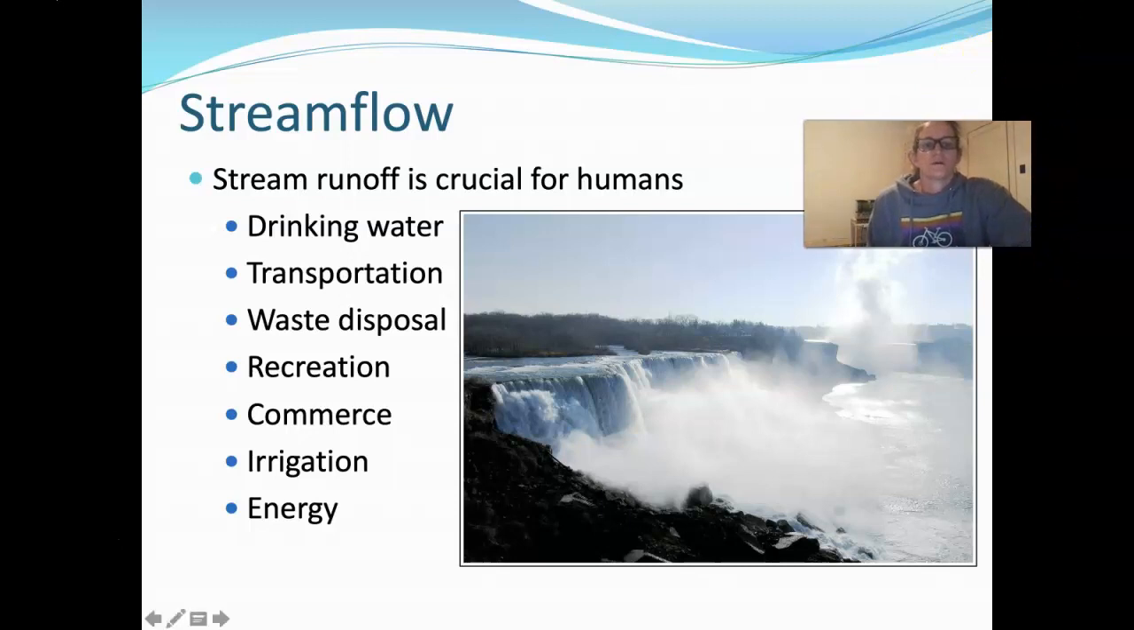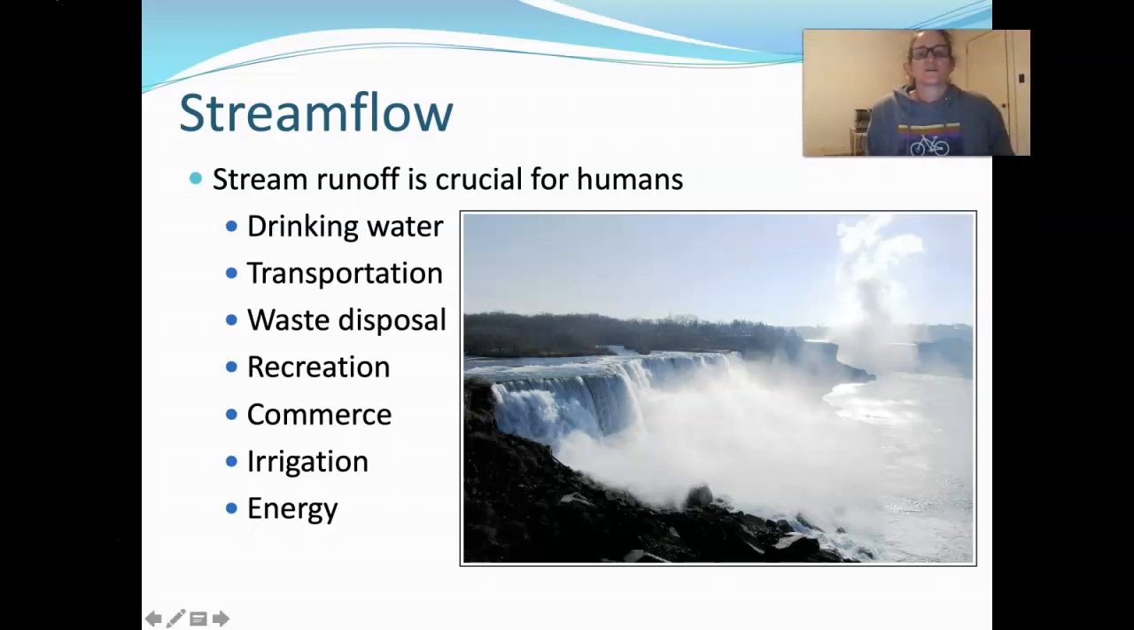Why do we care about learning about streams? We want to learn about streams because they're crucial for humans. We use stream water as drinking water, and on campus at Appalachian State University, we use stream water that is collected in a reservoir and gravity fed to campus. It's one of the only universities in the United States with its very own water supply.